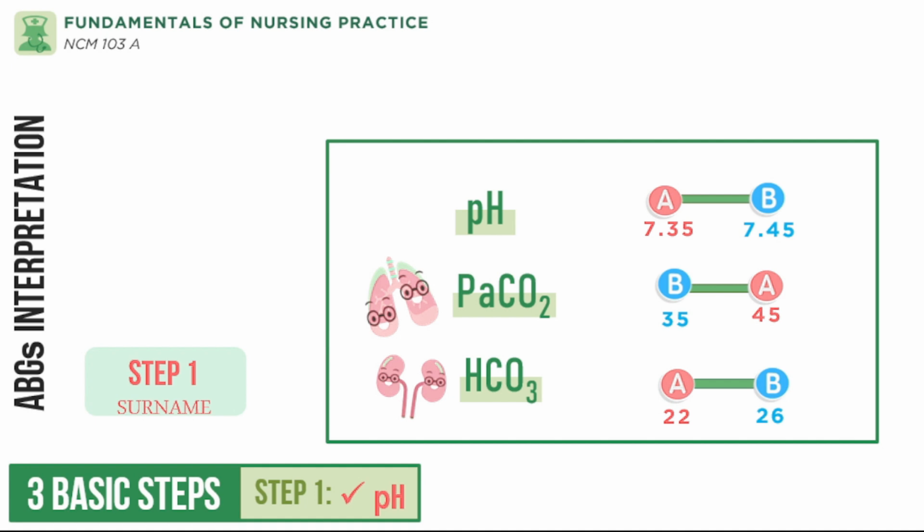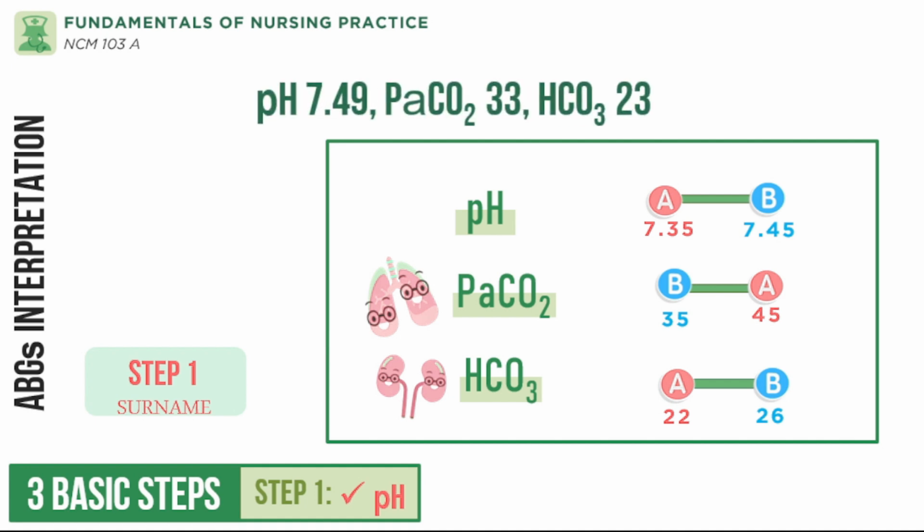Say, for example, we have here our given values. The blood pH is 7.49. Your partial pressure of carbon dioxide is 33. And your bicarbonate is 23. Okay. So let us now start interpreting with the first step. Let us focus on the pH. What is our pH in our given value? We have 7.49.